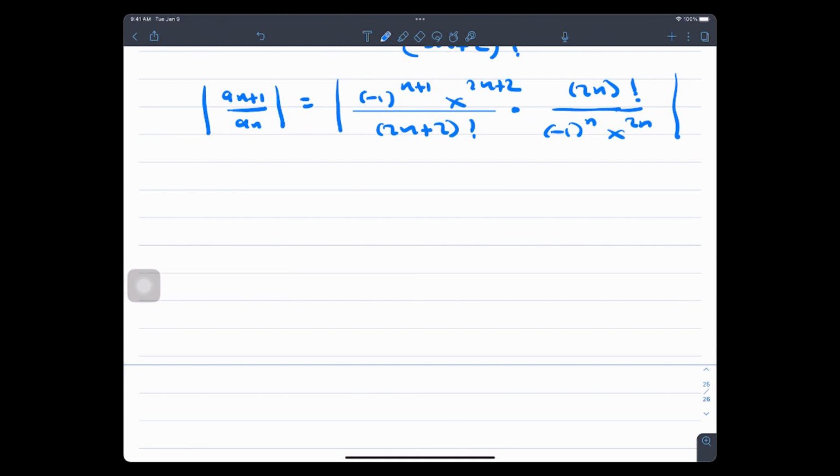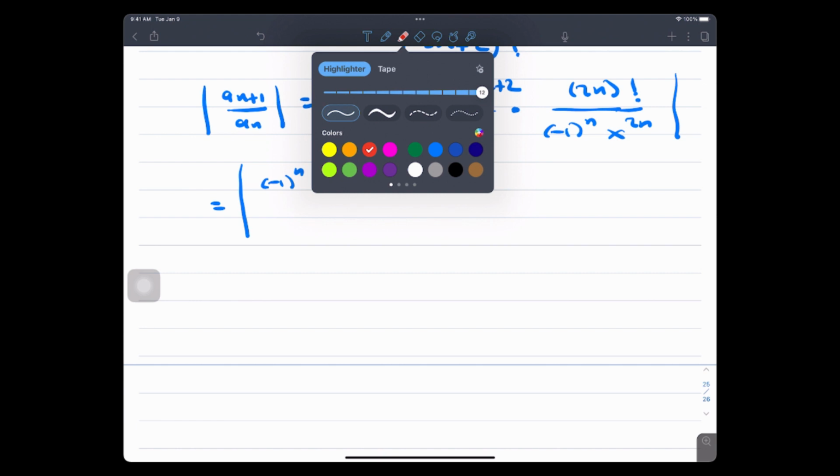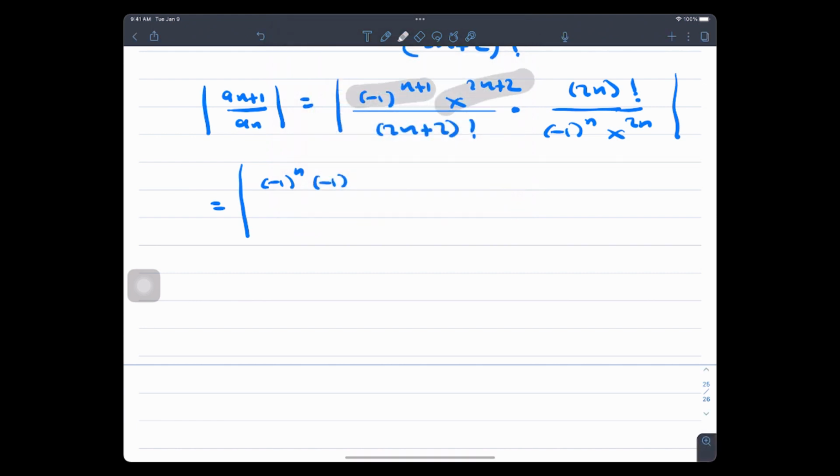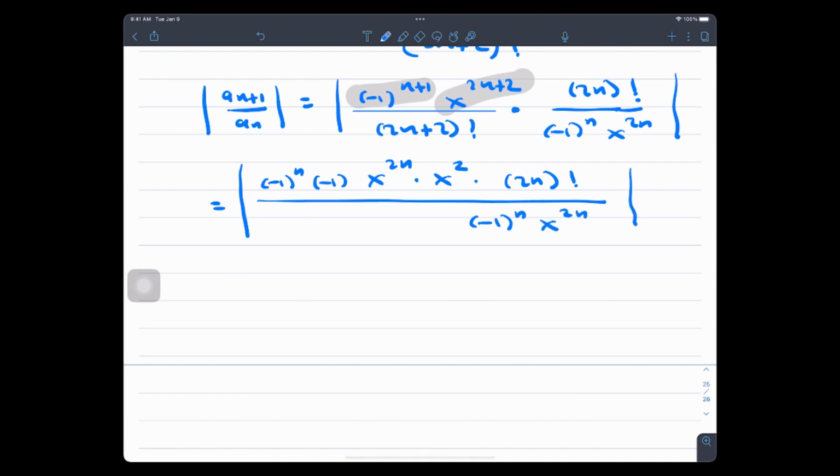So double check. So what do you guys think you want to do here in this problem? Right? Isn't this negative 1 to the n times negative 1? Aren't you going to do algebra here? And what about this algebra? What's that going to be? The x to the 2n times x squared. Properties of what? Right, from beginning algebra, and you get 2n factorial over, now I'm going to put this here, negative 1 to the n, x to the 2n here.